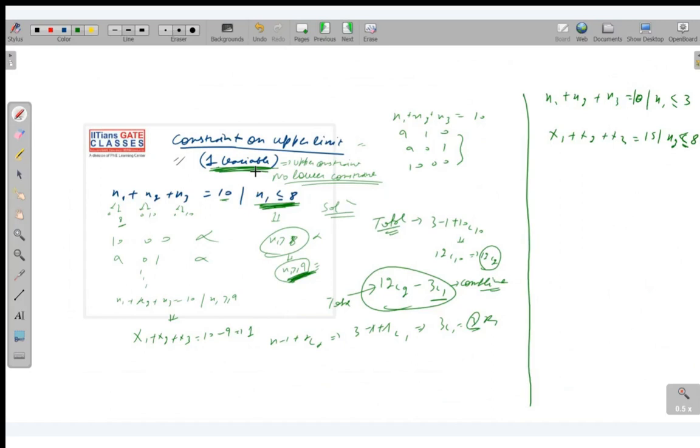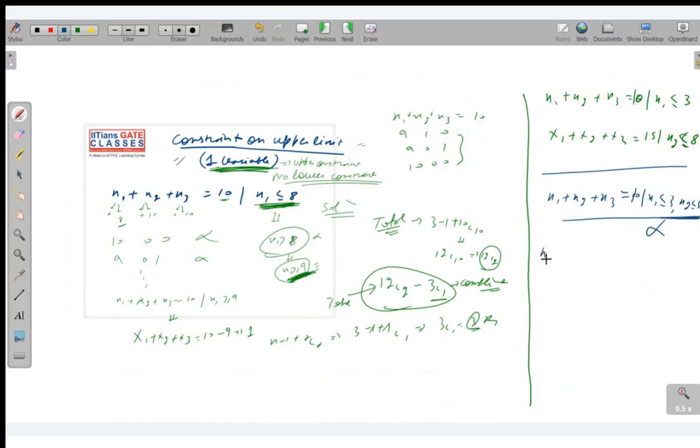I will tell you the proper method for how we can do it. So if more than one variable has a constraint, then I cannot solve it. If I say x1 plus x2 plus x3 that is equal to 10 such that x1 less than equal to 3, x2 less than equal to 5, I cannot solve this question from the knowledge which I have, because there are two upper constraints. And if we have an upper constraint as well as some lower constraint, no, I cannot do it.